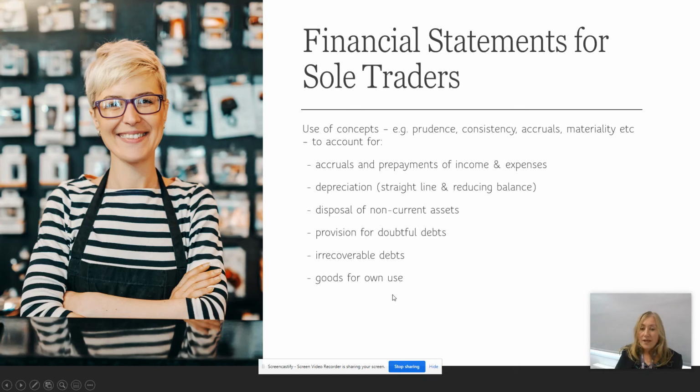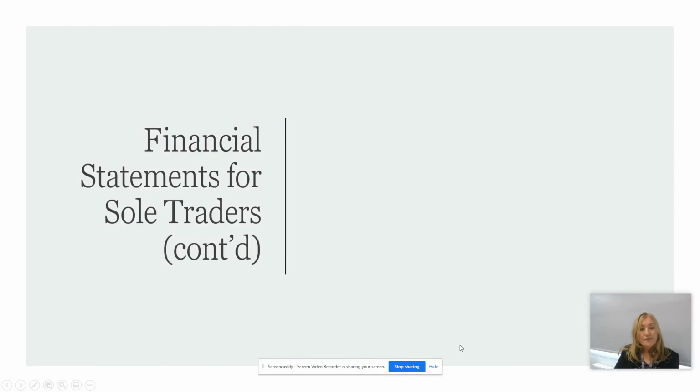Irrecoverable debts, so how we write those off. Goods for own use, so where we debit drawings, credit purchases, and goods on a sale or return basis, so where we have to remove perhaps an invoice that's been sent to a customer for goods on a sale or return basis, and then add the value of those goods, the cost price, back to inventory, which leads us on to inventory valuation. So remembering that the prudence concept tells us we have to always value inventory at the lower of cost and net realisable value.